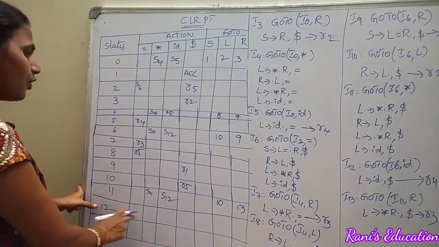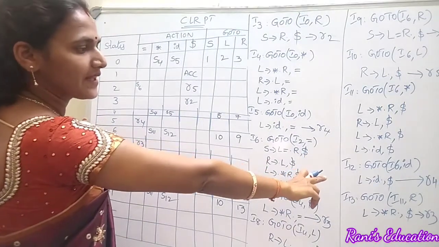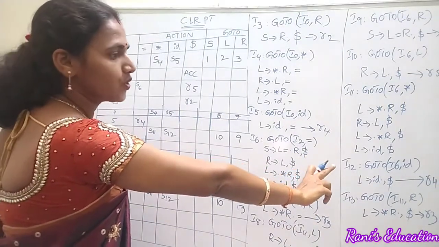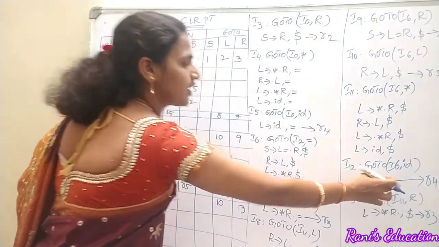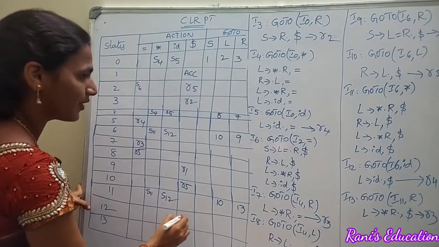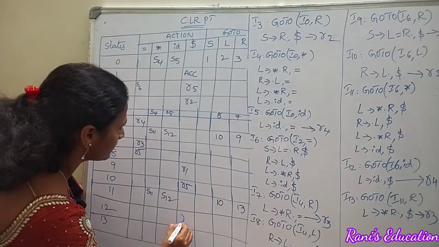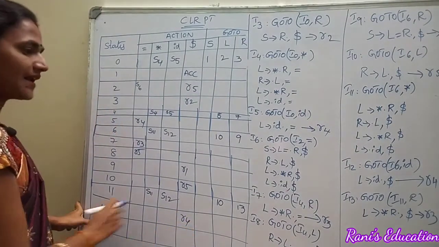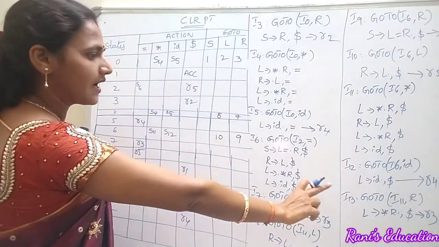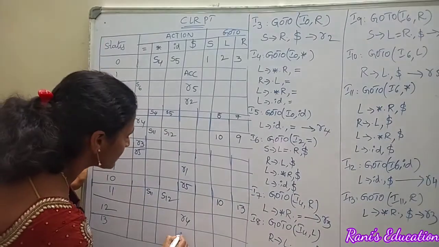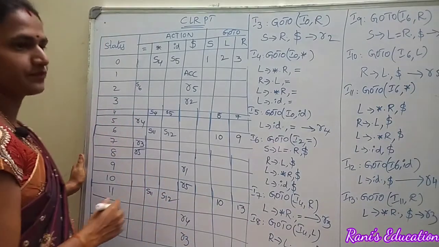Okay. Now move on to the 12th item. The 12th item is a completed one, whose reduction number is R4. So look ahead is dollar. Under dollar, you are going to write the reduction number as R4. Go for I13, which is also a completed one. So reduction number R3, under dollar you are going to write the reduction number as R3.